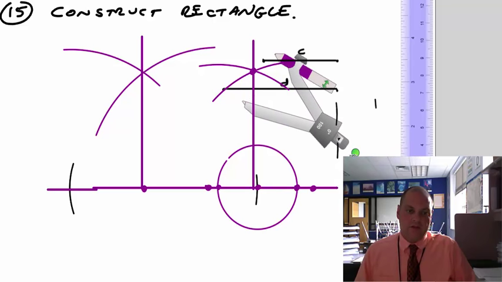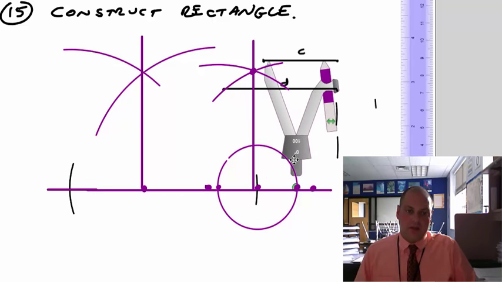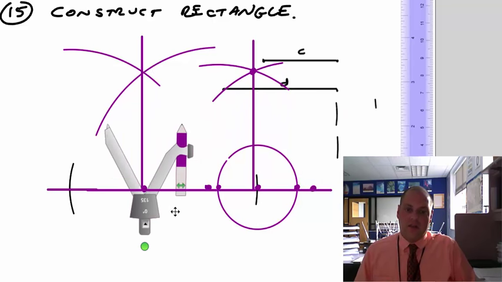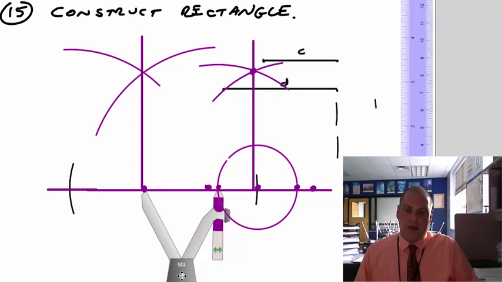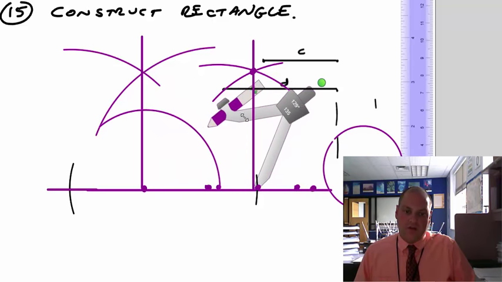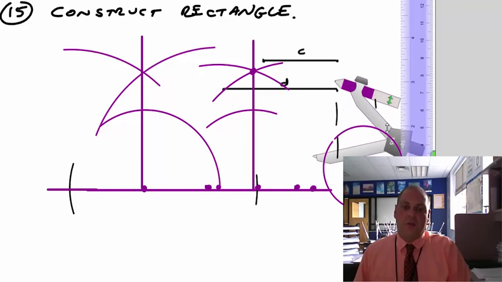We need the length of C. So we're going to copy the length of C right there. Open it up. There's my length of C. I'm going to put it on my vertex and swing my arc there, and then go to my other vertex and swing my arc there. So there are my 4 points for my rectangle.